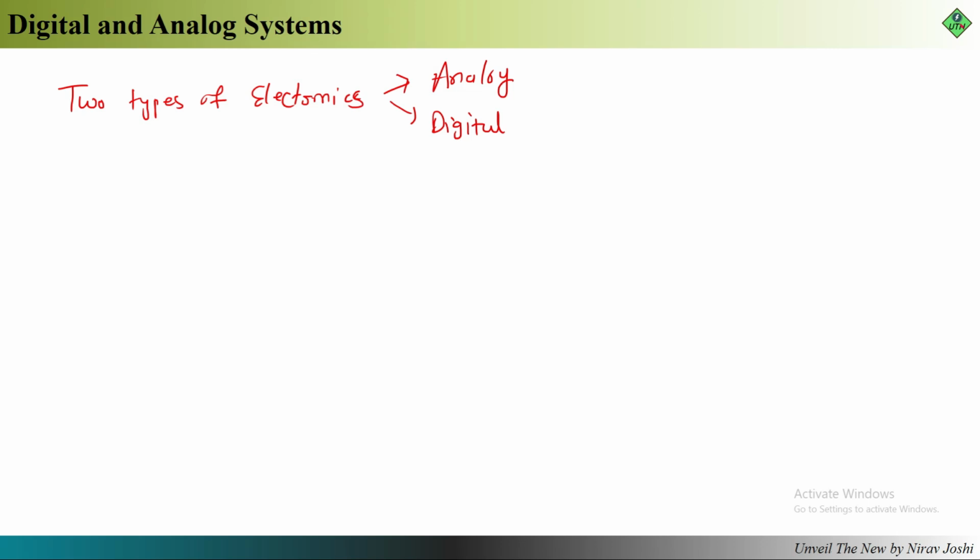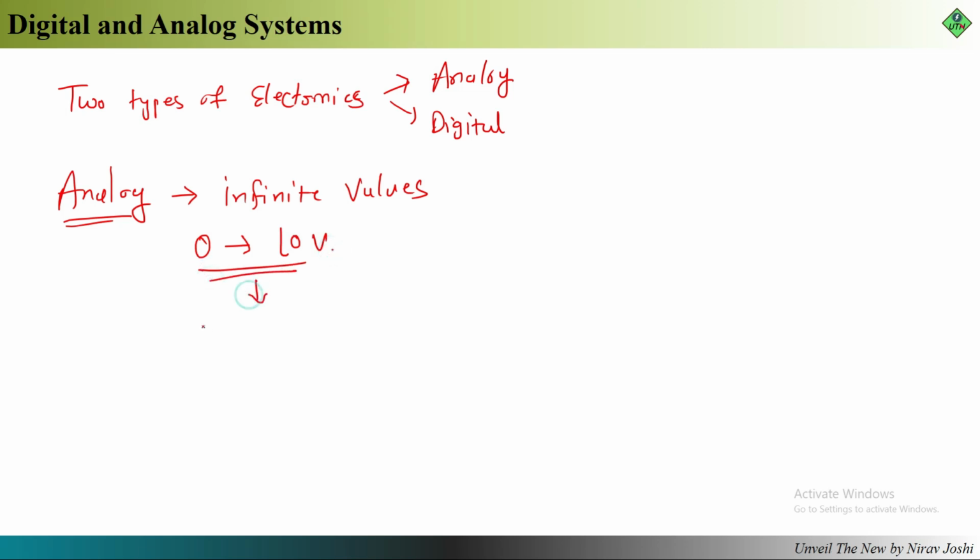Now I hope you all have heard these two words, analog and digital, but in 1 or 2 minutes we will quickly try to understand the exact meaning of analog and digital. When we speak of analog, it means there are infinite values. If I'm saying that my voltage range is from 0 to 10 volts, then between this 0 to 10 there is a possibility of infinite values.